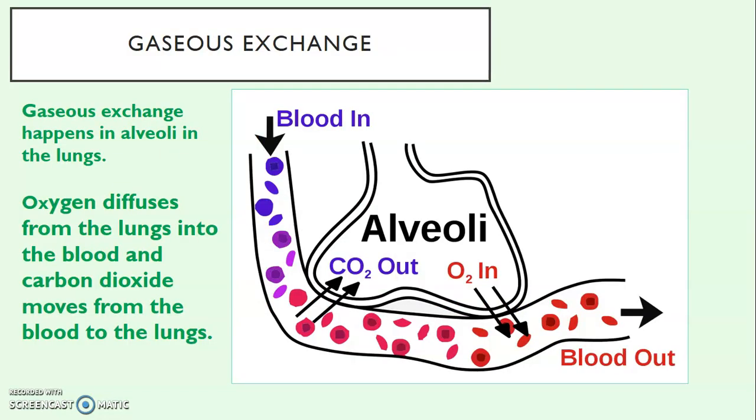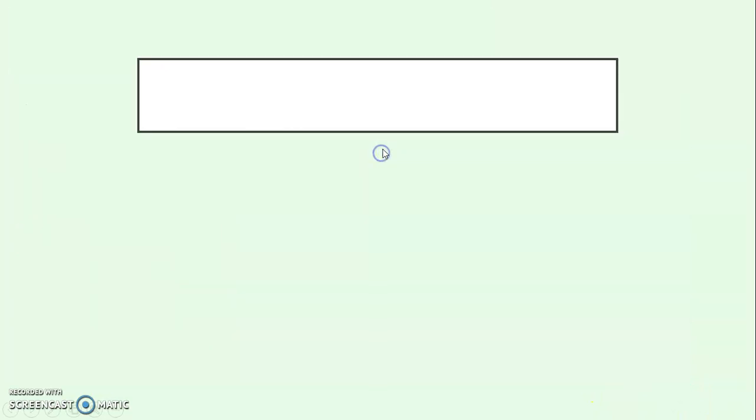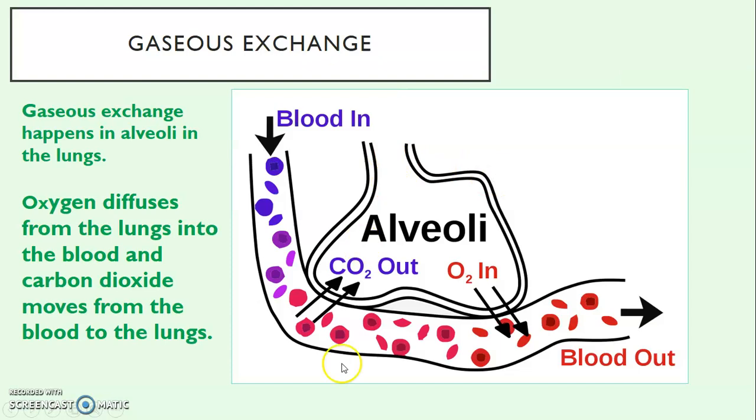So gaseous exchange is when carbon dioxide leaves the blood and it goes into the alveoli, and then it can come and be breathed out. And then the oxygen that's breathed in goes into the bloodstream. So in gaseous exchange, the carbon dioxide moves out of the blood into the lungs, and oxygen moves from the lungs into the blood. So if you could pause the video and just sketch this out.